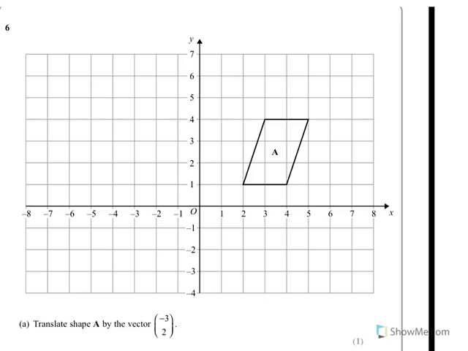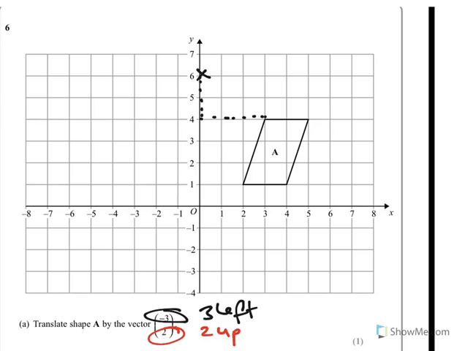Question 6a asks us to translate shape A by the vector minus 3, 2. Well, this is telling us where to go in the x direction, and we have to go 3 left. And then this is telling us to go in the y direction, and that's 2, and because it's positive, we have to go up. So I'm going to go 3 left and 2 up from each point. So 3 left, 2 up, 3 left, 2 up, 3 left and 2 up.